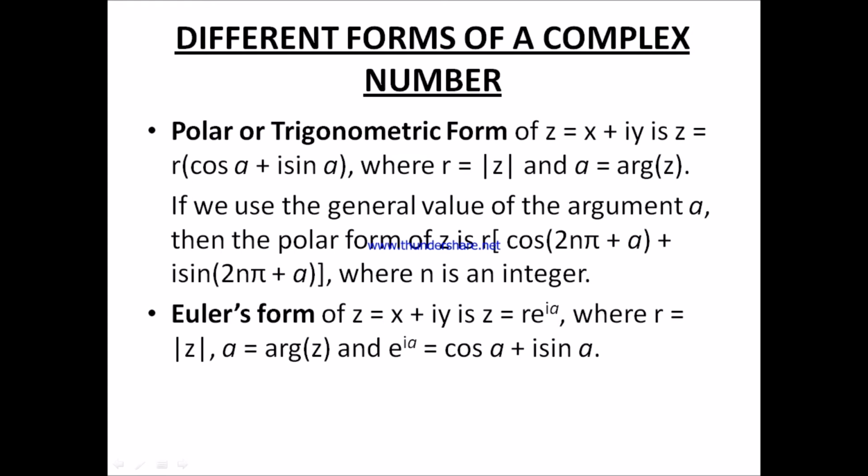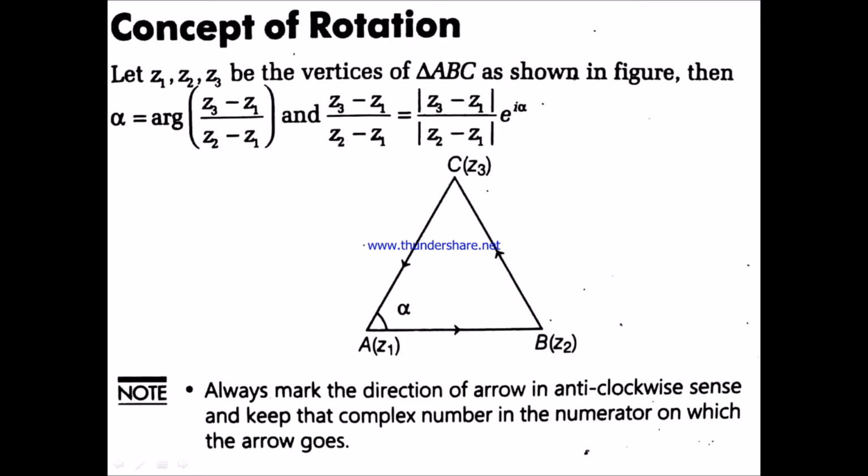So what is Euler's form? In Euler's form, we can represent Z as r into e to the power i alpha. Here r is, as we have learned earlier, the modulus of Z. Alpha is the argument of Z, and e to the power i alpha represents cos alpha plus i sine alpha. Okay, so now let's move.